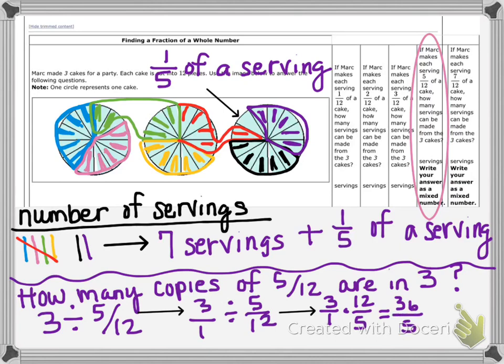And when I turn that into a mixed number, 5 goes into 36 7 times equally with 1 left over. And remember, that 1 would be that 1 extra piece of cake. And the reason why it's 1/5 is because it's 1 piece of cake out of 5 pieces of cake for the total serving. So 7 and 1/5 would be my final answer.